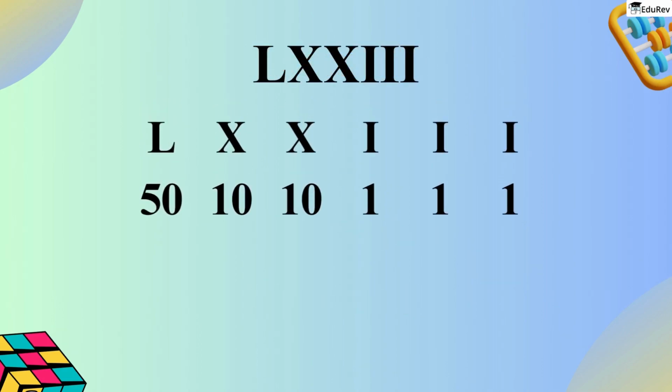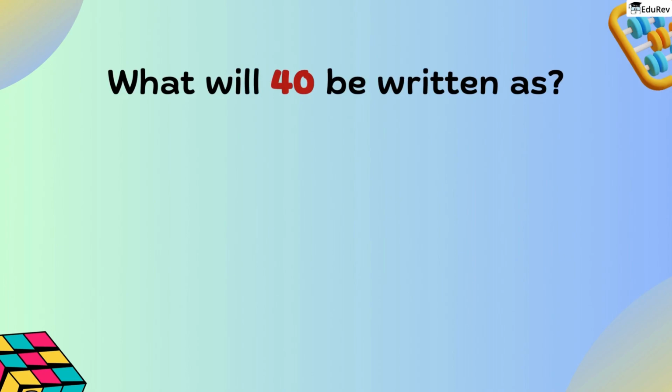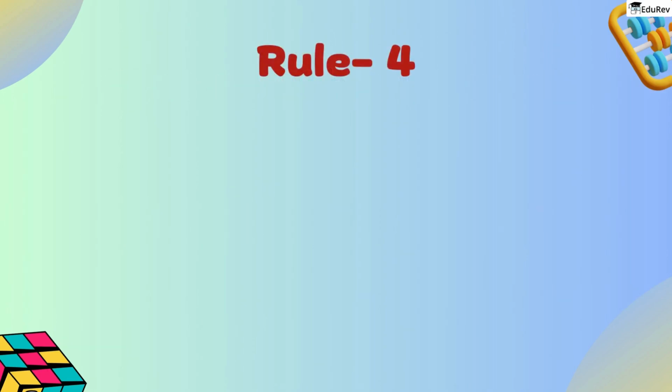Similarly, LXXIII is written as 50 plus 10 plus 10 plus 1 plus 1 plus 1 is equal to 73. The smaller numbers are written on the right of the largest number in descending order. So, 10 is written to the right of 50 and 1 to the right of 10. But then, what will 40 be written as? Will it be XXXX or IVX? No. Let's look at rule 4 to understand it.